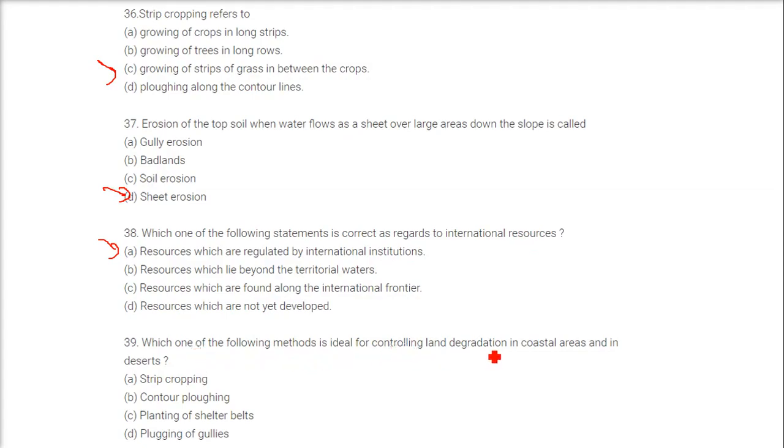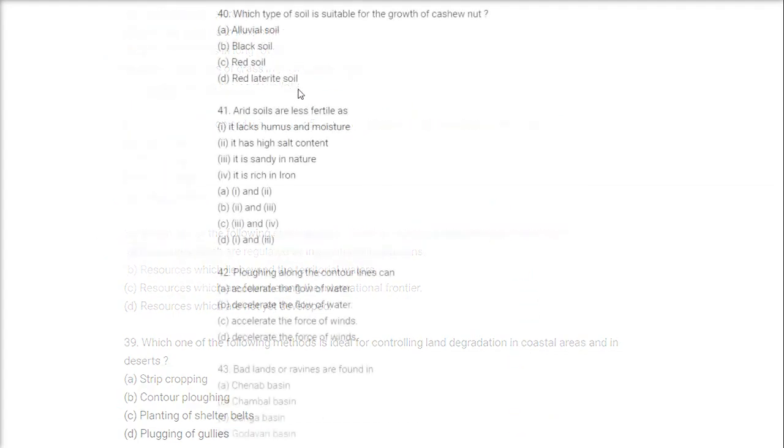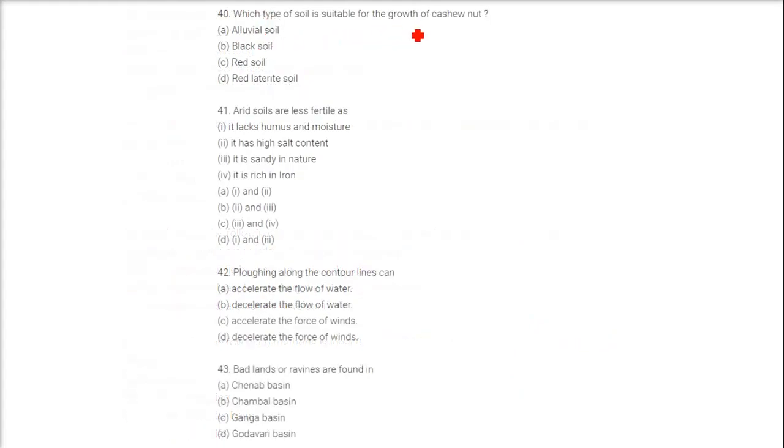Which one of the following methods is ideal for controlling land degradation in coastal areas and in deserts? The answer is planting of shelter belts. Means if we have trees like this, it is going to reduce the speed of the wind or air, and then the soil erosion will not take place. So planting of shelter belts is growing of the tree in lines. Which type of soil is suitable for the growth of cashew nut? The answer is red laterite soil.